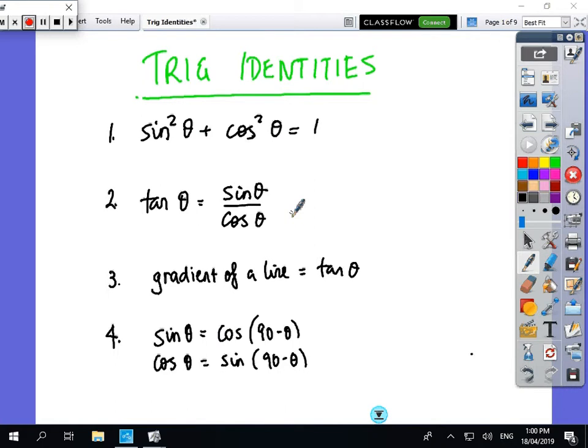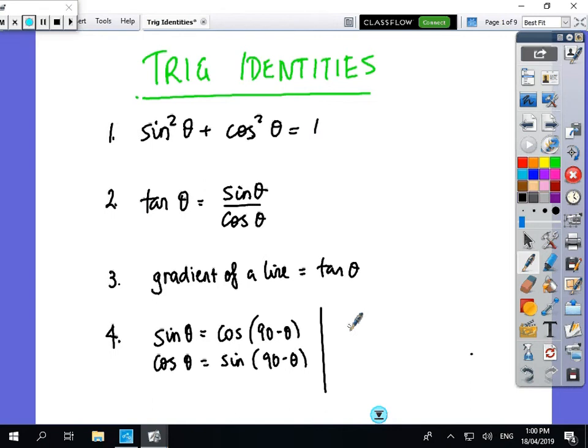So the first one: sine squared plus cos squared equals 1. Second one, tan theta equals sine theta over cos theta. Third one, the gradient of a line is the same as tan theta. And the last one, sine theta equals cos of 90 minus theta, and cos theta equals sine of 90 minus theta.